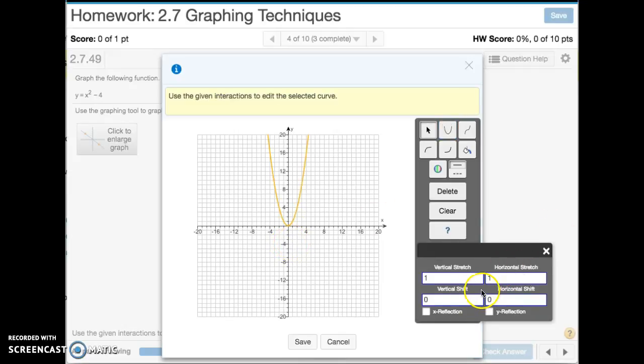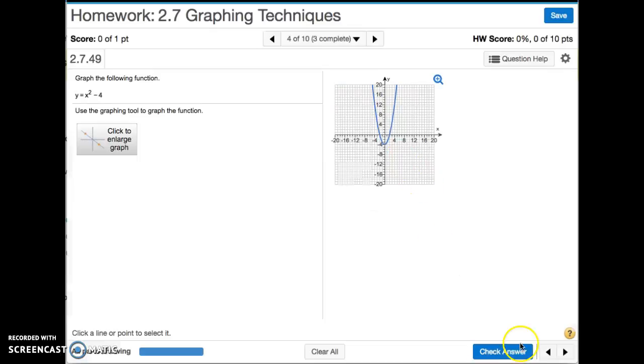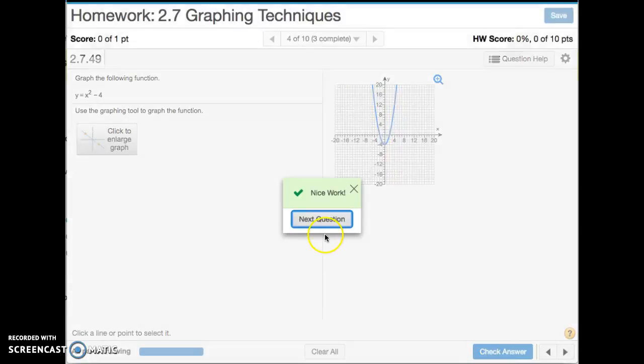and then we're going to click once, and this pop-up window shows where we have a vertical stretch, a horizontal stretch, a vertical shift, and a horizontal shift. We're going to choose a vertical shift, and let's make it -4, and let's see what happens. When you do the vertical shift of -4, you see that the graph has been shifted down 4 units. Let's save our answer and check to see that we've got the correct graph.